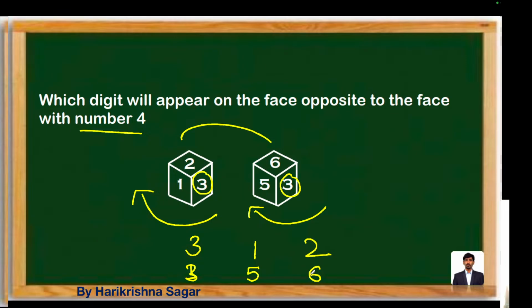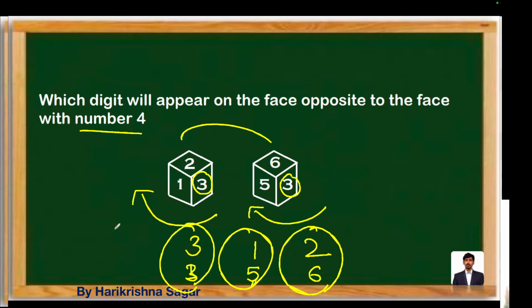Sir, how are we done with our answer? See, from this data, you can say 2 opposite will be 6, 1 opposite will be 5, and 3 opposite can never be 3. It should be some other number. What is the number which is not there? 1, 2, 3, 5, 6 are over. So the leftover number is 4. So I can definitely say that 3 is opposite to 4, but they are asking what is opposite to 4. Mark your answer as 3.